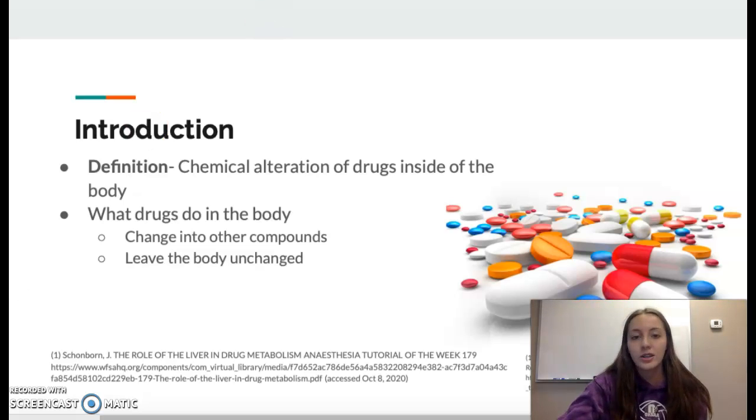So the definition of drug metabolism is the chemical alteration of drugs inside of the body. So with that being said, what do drugs do inside of our bodies? Well, drugs can change into other compounds by being metabolized by enzymes in the liver, or they can leave the body practically unchanged, usually through the kidneys.